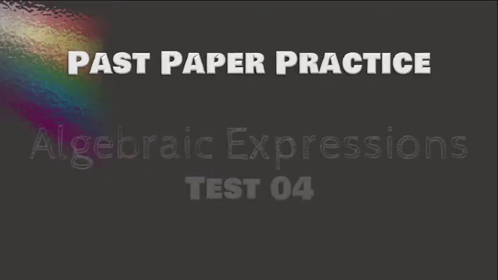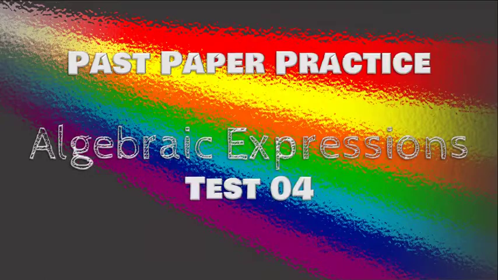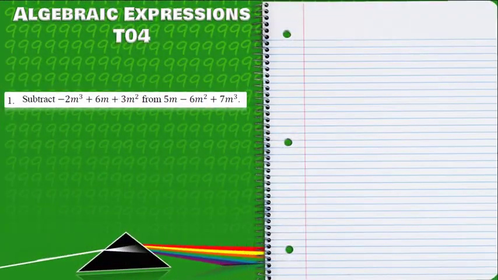These are the answers to past paper practice questions on algebraic expressions, and we're doing test 4. So the first question says subtract negative 2m to the power of 3 plus 6m plus 3m squared from 5m minus 6m squared plus 7m to the power of 3. So what it says is subtract this one expression from the other one.